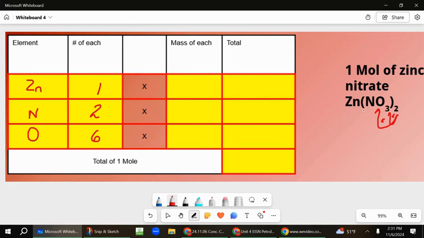So now, fill in your masses. Do your calculation here and here. The next one, ladies and gentlemen, does not have parentheses. So you do not need to worry about this part. You just need to write down the elements that are there, find their masses, and do your calculation. Go to work, please.